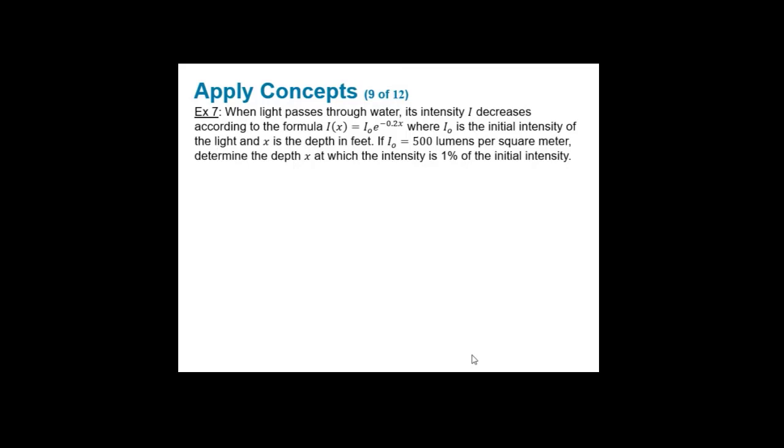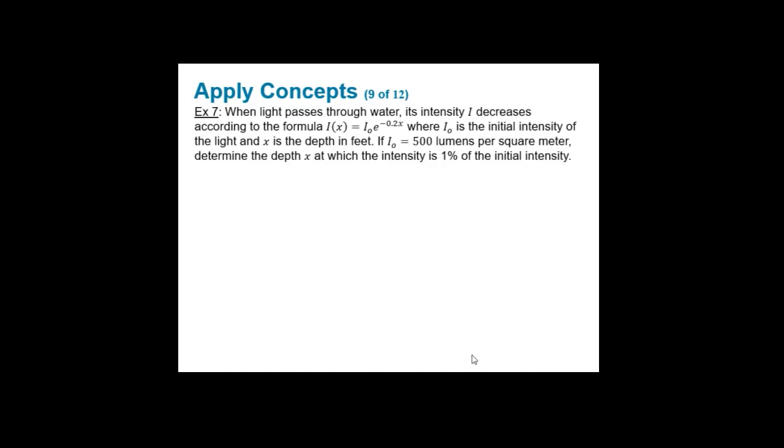Okay, let's look at some more applications. So we've done a little bit with applications already. Example 7 says, when light passes through water, its intensity I decreases according to the formula I of x equals I initial times e to the negative 0.2x, where I initial is the initial intensity of the light and x is the depth in feet.